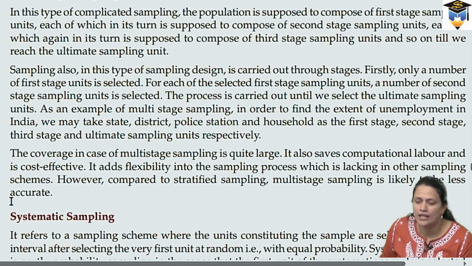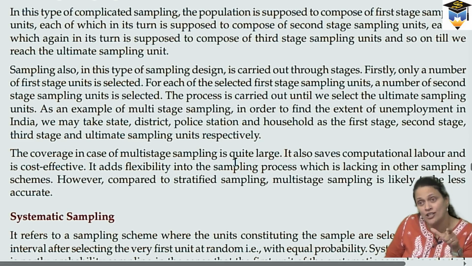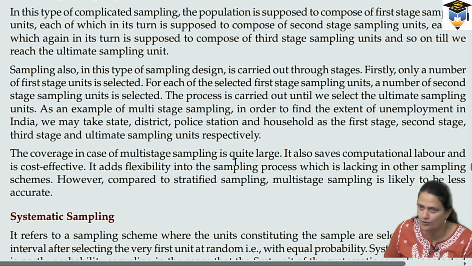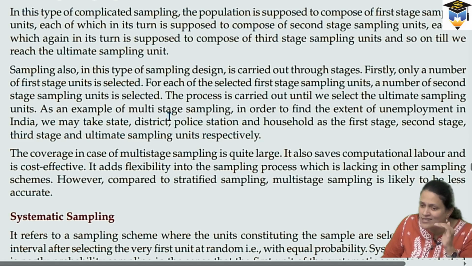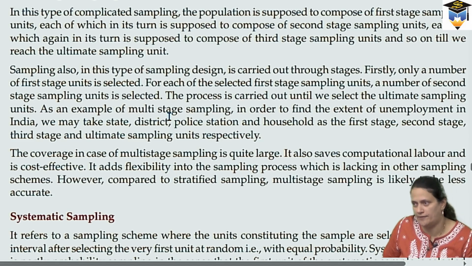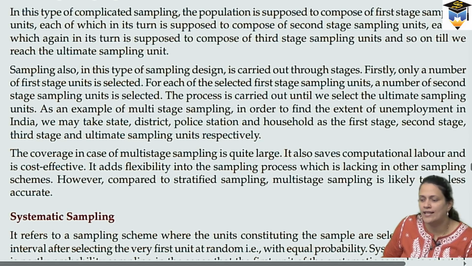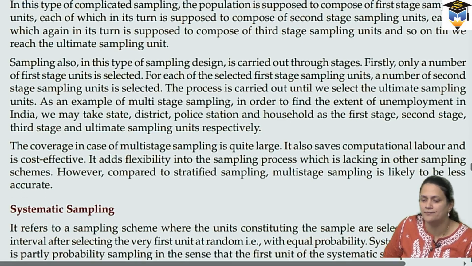Now the coverage in case of multi-stage sampling is quite large, larger than stratified sampling. Okay, and it also saves computational labor and is more cost effective. Because at every level you are doing some work, correct? So at every level you are getting some result. So this is more result oriented sampling. Then next comes systematic sampling.